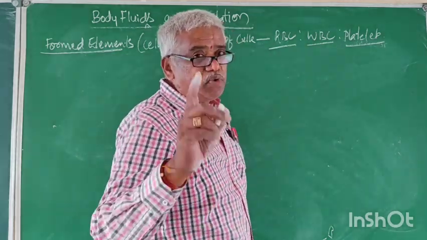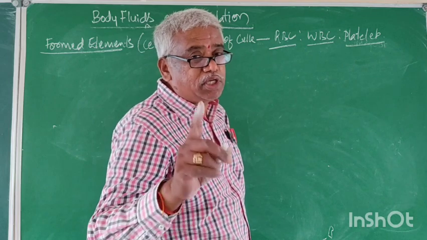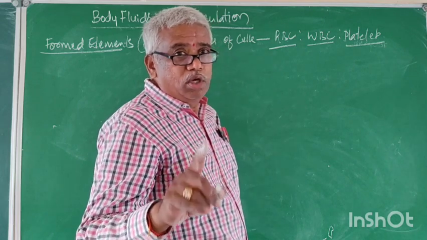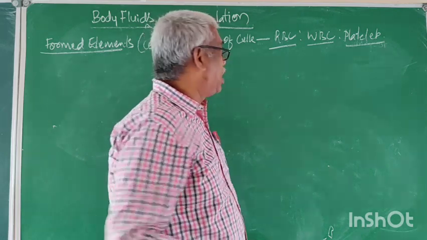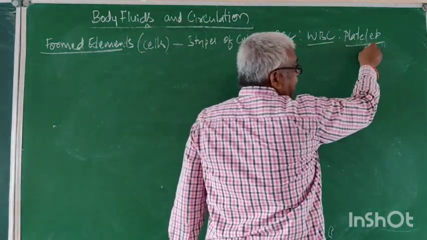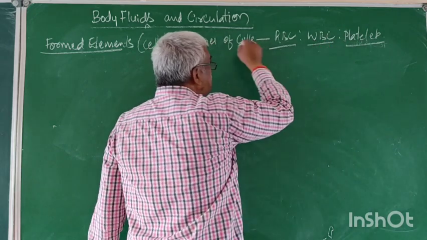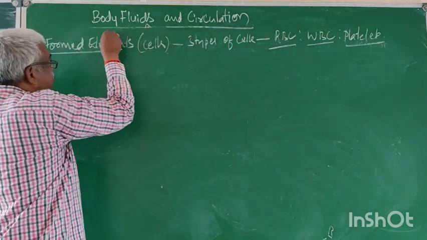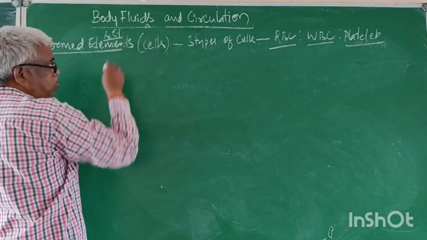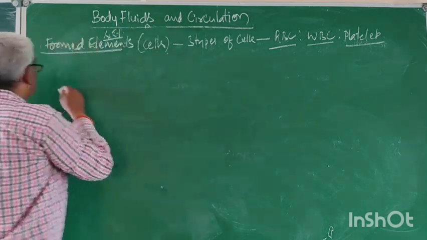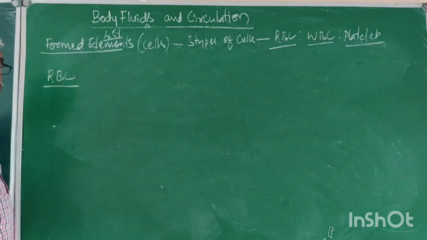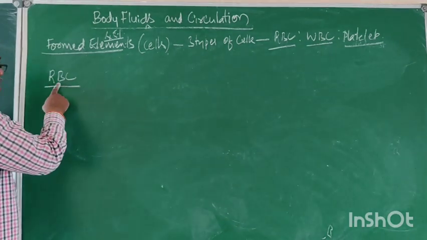It is very important for NEET and CET. Be careful, you must make notes, otherwise you face difficulties. RBC, WBC, platelets are the three types of cells formed elements. Now come to them one by one. Now come to the RBC. Full form: red blood corpuscle.